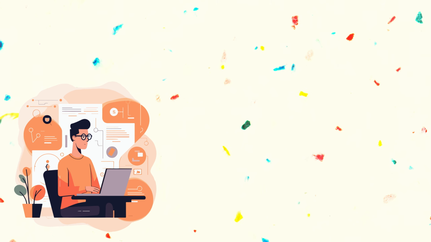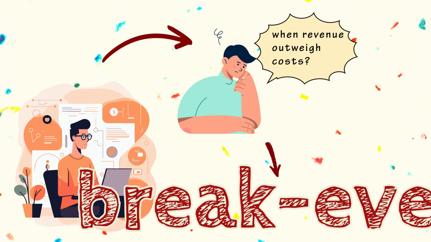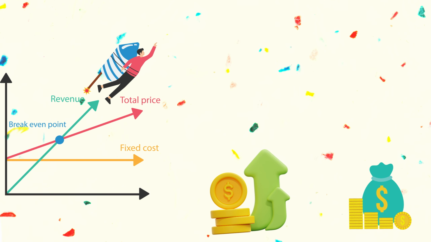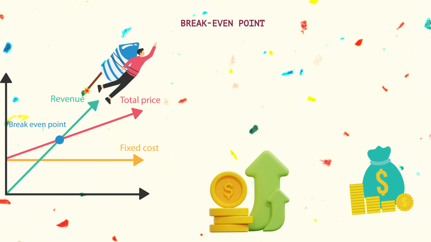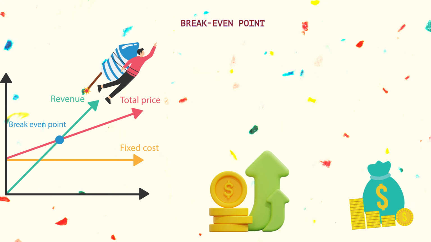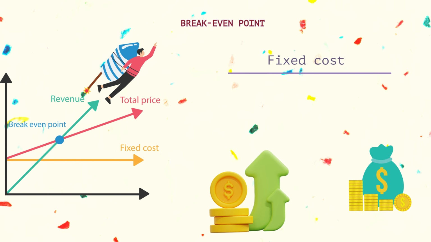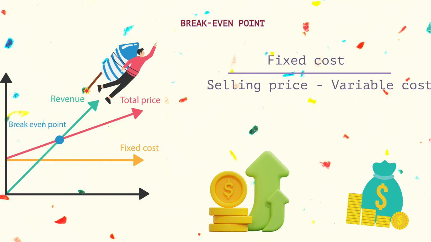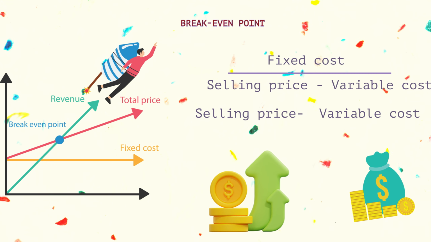Have you ever felt the frustration of running a business and wondering when all the hard work will pay off? The break-even point will tell you exactly when your revenue will outweigh your costs. So let's break it down. At this point, the business makes neither profit nor loss, which is referred to as the break-even point. More technically, it is the business's fixed costs of production, like rent, divided by the selling price per unit minus the variable costs, like material costs or labor costs. And selling price minus variable costs is commonly referred to as the contribution margin.